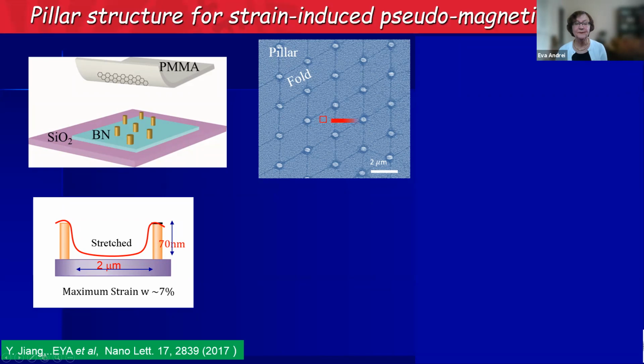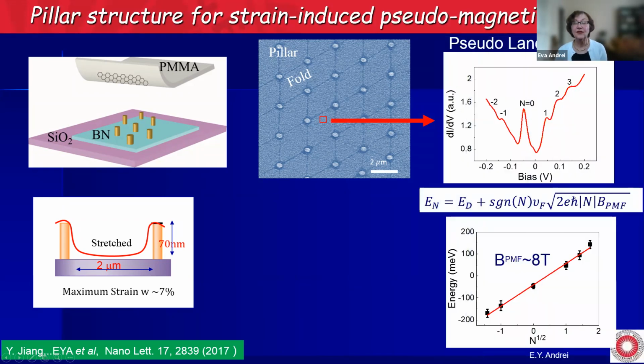If we measure the density of states, or the STS spectrum here, we see that we have these peaks developing, where, recall, at the Dirac point we had a V shape, a dip. Now we have a series of peaks which we can fit, and we find a pseudomagnetic field here, given by the sequence of the peaks, which is of the order of 8 Tesla.